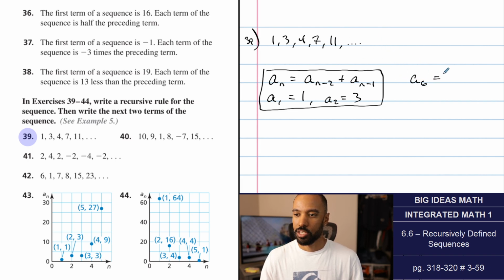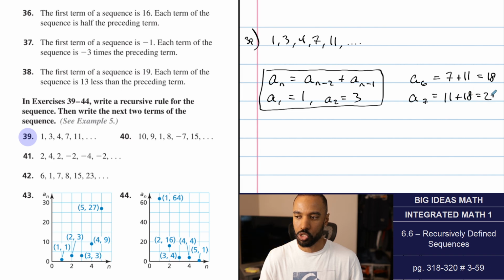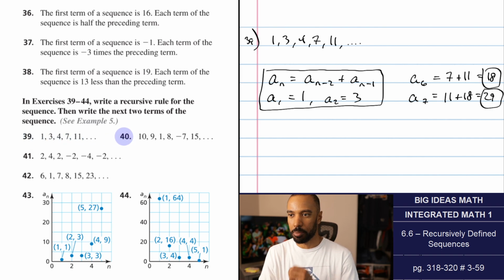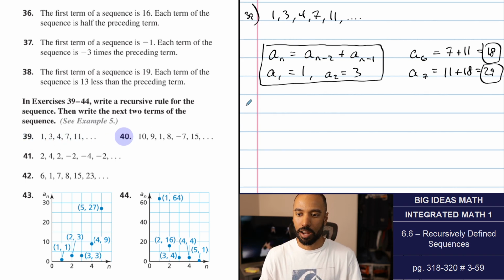Now, a sub 6 is going to be 7 plus 11, which is 18. And a sub 7 is based off of those two previous terms, 11 plus 18, which is 29. So those are the next two terms in the sequence given what we're doing there. So I guess these are all special cases. We'll see if they probably all have that Fibonacci appearance. I don't want to be too caught off guard.